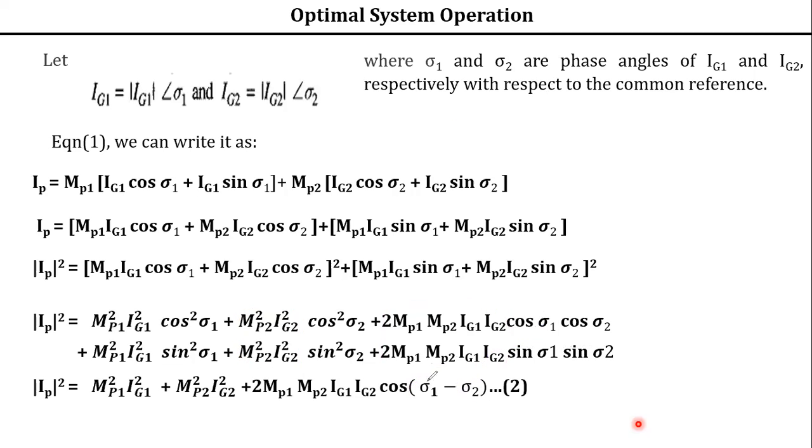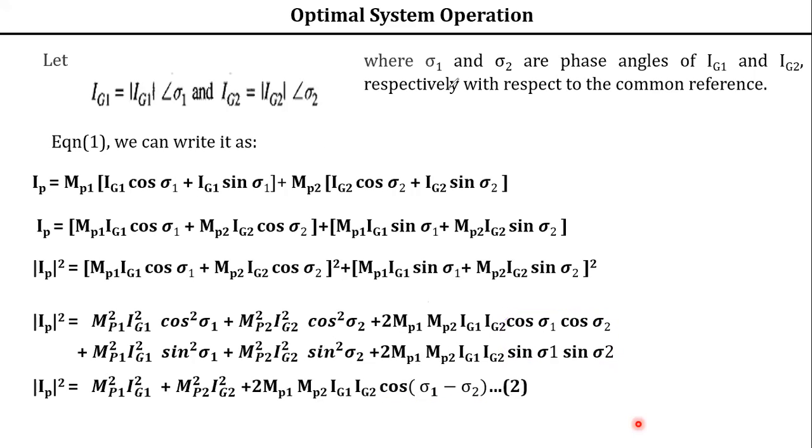So that is the term I have written here. This whole term is nothing but cos sigma 1 into cos sigma 2 plus sin sigma 1 into sin sigma 2. This resembles cos A cos B plus sin A sin B, so that is nothing but cos of A minus B. So A is sigma 1, B is sigma 2. So sigma 1 minus sigma 2. And the left out terms will be these common things, 2 MP1, MP2, IG1, IG2. That is equation 2, IP square is equal to. Hope you understood this equation till this point.